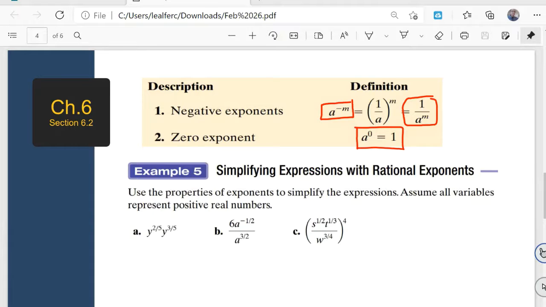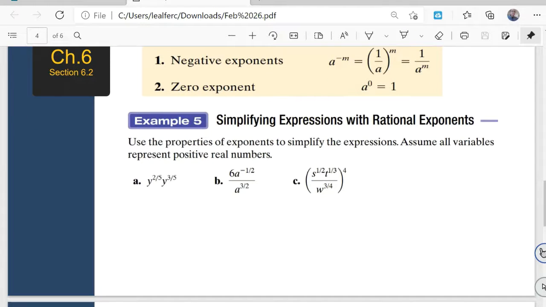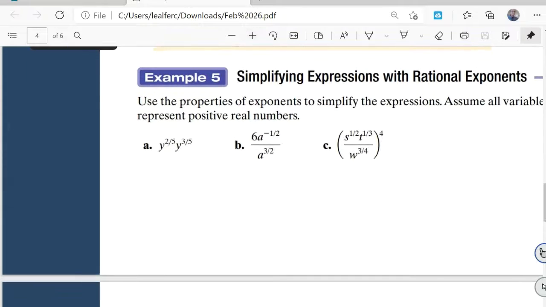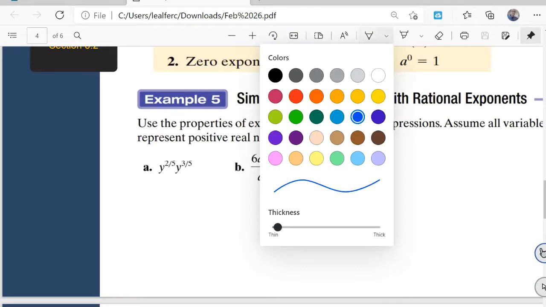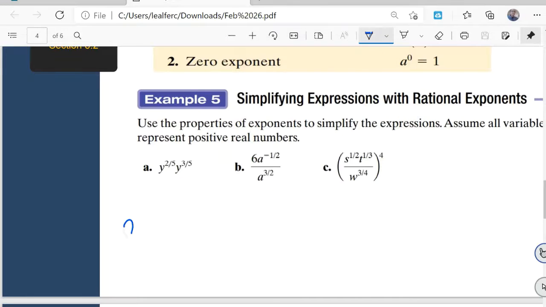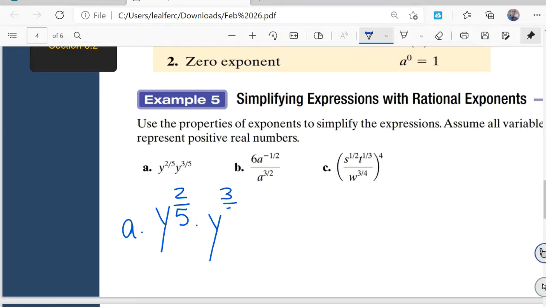And let's apply to a few examples, okay? Let's try to remember how to use this table, those properties, on a few examples. And we have here letter A. Let me write down again, letter A. Y exponent 2 over 5 times y exponent 3 over 5 equals, what is this? Check the table.